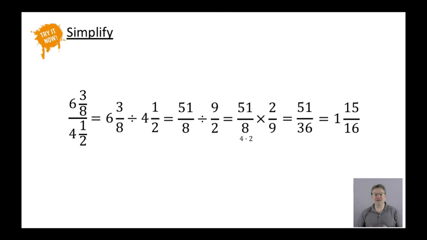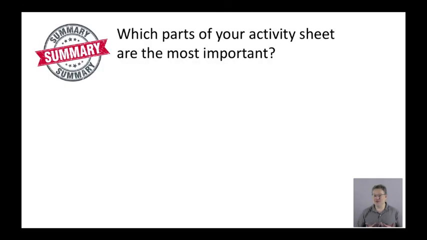We've got a mixed number on top, a mixed number on the bottom. Having those things separated on the top and bottom of a fraction just means we're dividing one by the other. 6 3/8 divided by 4 1/2 is 51/8 divided by 9/2. Dividing by something is the same thing as multiplying by its reciprocal, so it's 51/8 times 2/9, which becomes 51/36, or 1 and 15/36.